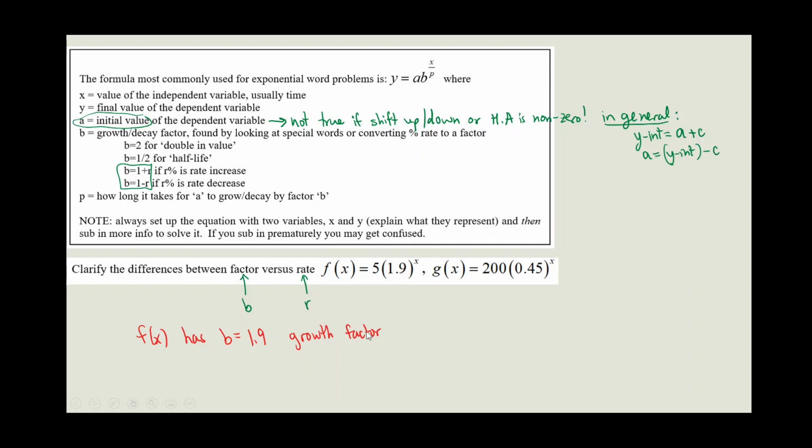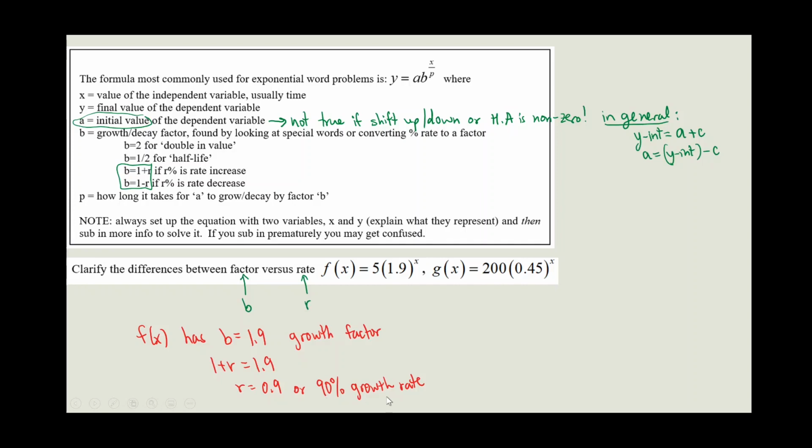To find the percent rate of increase, because it's a growth, we're going to use 1 plus r to solve for the r. So 1 plus r is equal to 1.9. Subtract 1 from both sides gives us r is 0.9. Change the decimal into a percentage, you get a 90% growth rate. So factor and rate, not the same things. The factor is the actual base itself. The rate is how it changed from the existing amount, which is represented by this 1. And because it went higher than 1 by 0.9, that means there's a 90% growth rate.